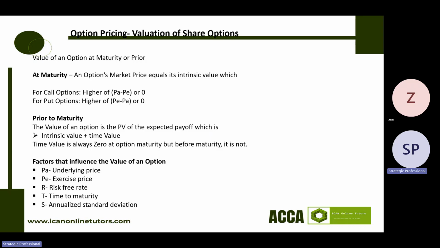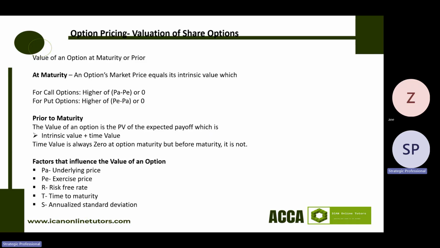These are the five elements or five variables that you need when you are solving a question that is related to option pricing. If you don't have these five, you can never get the option pricing of any question, right? So you need these five: underlying price, exercise price, risk-free rate, time to maturity, and annualized standard deviation. I'm trying to rush so that we can finish this by 8:30. So we have 1 hour to solve the question.